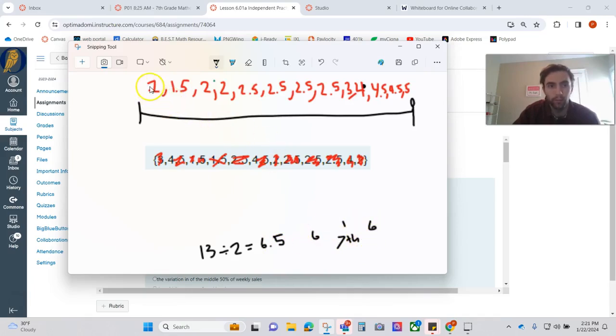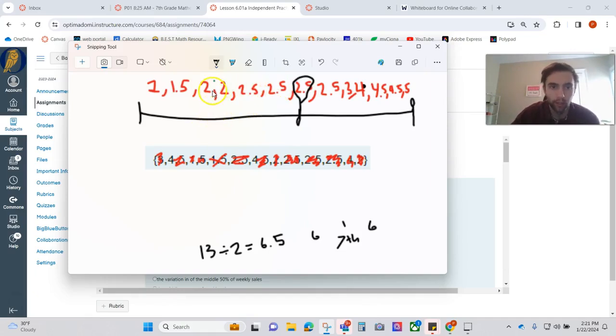So let's find the seventh number. 1, 2, 3, 4, 5, 6, 7. Okay, now our data set is cut in half. We want to find interquartile range, not interhalf-cile range. So let's cut our halves in half until we have quartiles.